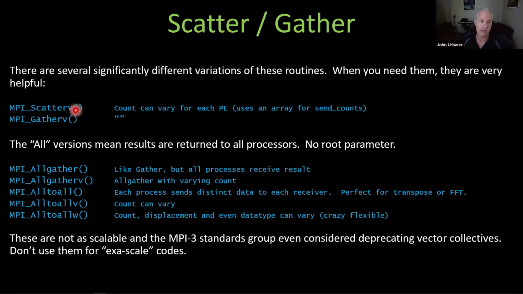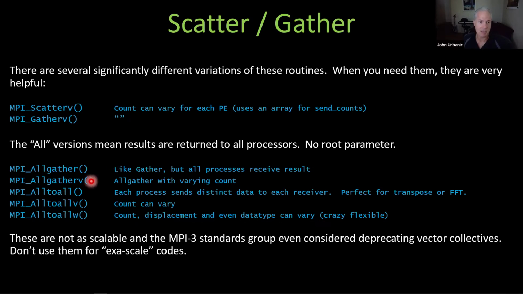There are the V, or vector, versions of these operations, which allow you to vary the count for each PE. So you don't have to send 1 to every PE or 2 to every PE. You could send 1 element to the first PE and none to the second, and then 4 to the third. That's the reason these are called vector versions: in addition to the regular arguments you supply to these commands, you need to give it a vector or an array of counts for each one of the elements. So they have an additional argument which says how many to send to each one of the PEs. But again, this is not an uncommon thing to use.